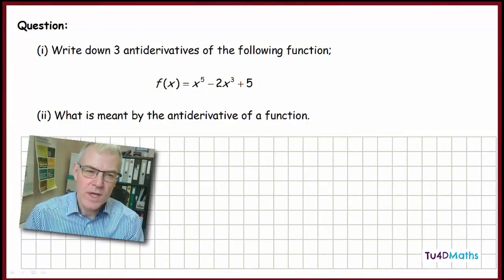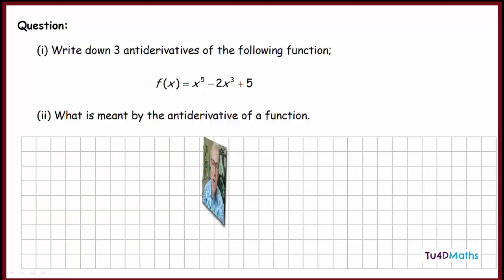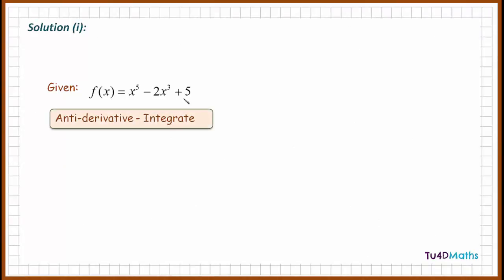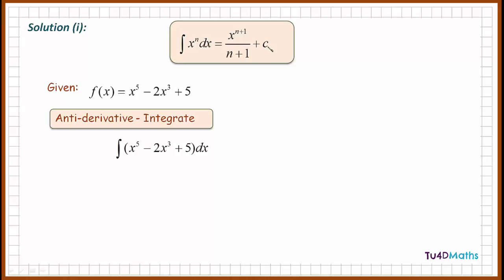So let's have a look at a question. Here we're asked to write down 3 antiderivatives of the following function. And we're also asked what is meant by the antiderivative of a function. So we're given the function f(x) is equal to x to the power of 5 minus 2x cubed plus 5, and we're asked to find the antiderivative of the function. Now to find the antiderivative, we simply integrate the function. And when we integrate, we apply the rule where we add 1 to the power and divide by the new power, and we add c.